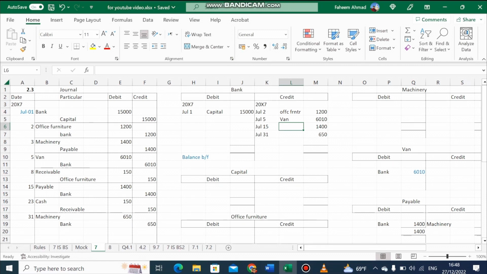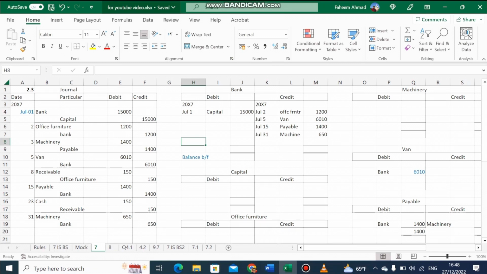Bank credit 1400. What was opposite entry? Payable. So I'm going to post here payable. And last entry, bank credit 650. What is the opposite entry? Machine. So I will put here machine. Okay, up to this point we have done posting in the T account.